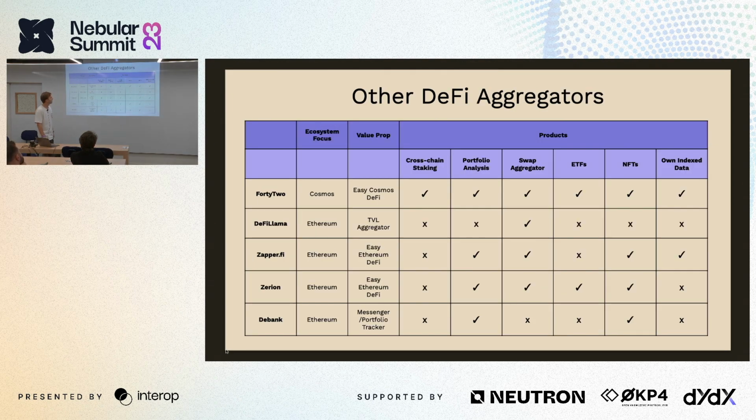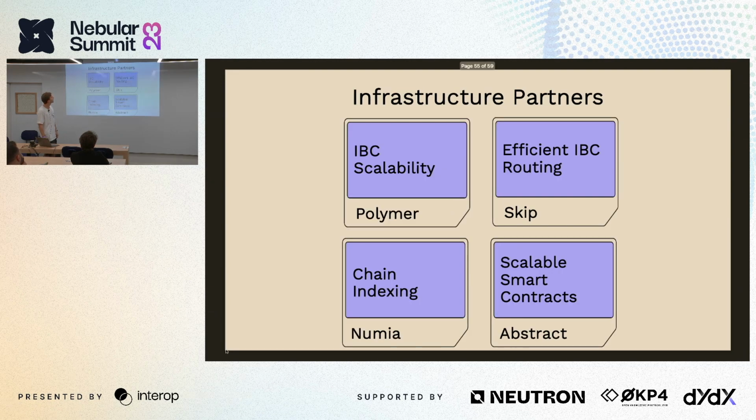These are some of the other DeFi aggregators across the Ethereum ecosystem: DeFi Llama, Zapper, Zerion. We're really doing the dashboard play, which a lot of these players do, but we also have the underlying integrations, which differentiates us. These are some of our partners. We're using Polymer at the moment for IBC scalability, essentially integrating our app with Ethereum apps, Skip for efficient IBC routing, Numia for chain indexing, and Abstract allows scalable smart contracts for us.